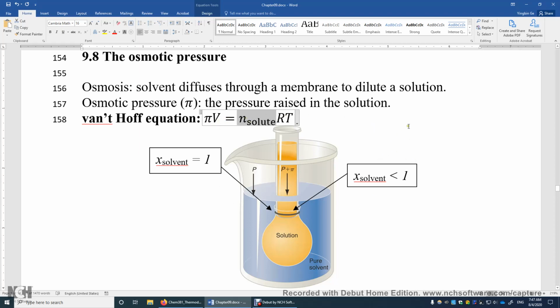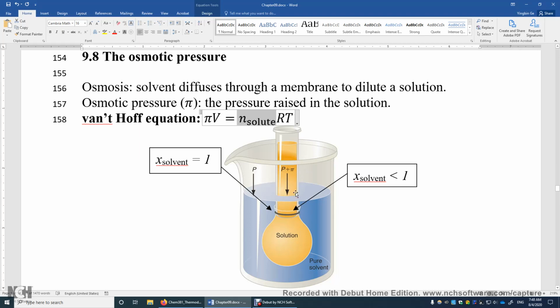Now let's look at this diagram again. You have pure water outside, and inside it's an aqueous solution with some solute. If you look at just this liquid level outside, the liquid level exerts a pressure P. Inside, the liquid level exerts P plus pi pressure because of the height of the solution. Again, because of this additional liquid column, in physics you learned this additional pressure is rho g h, the density times the gravitational acceleration times the height of this column.